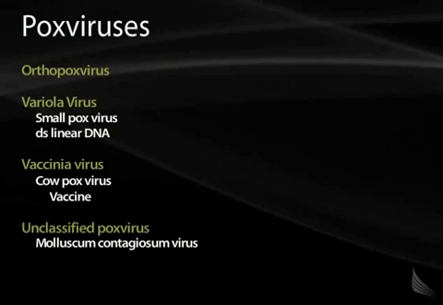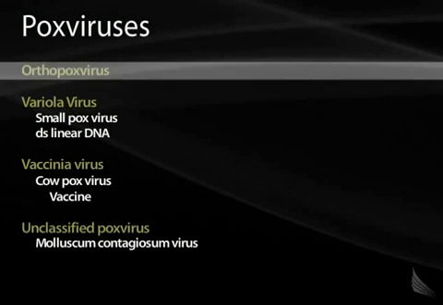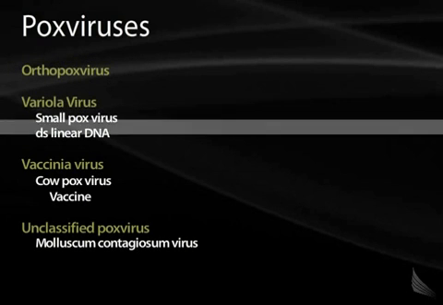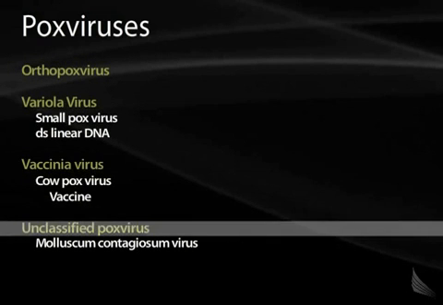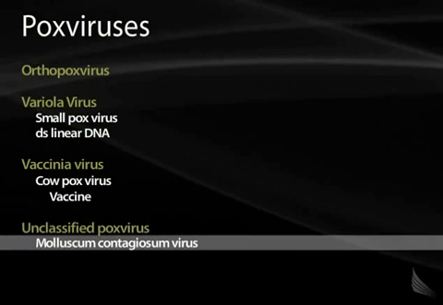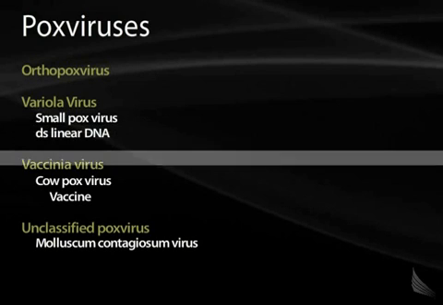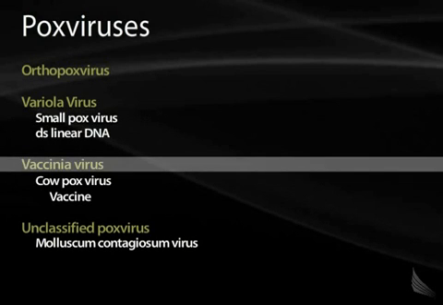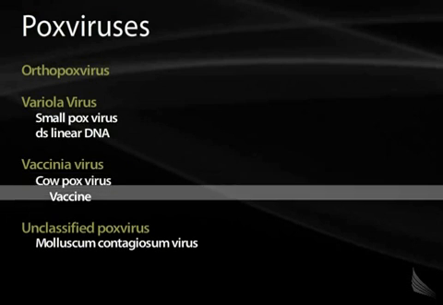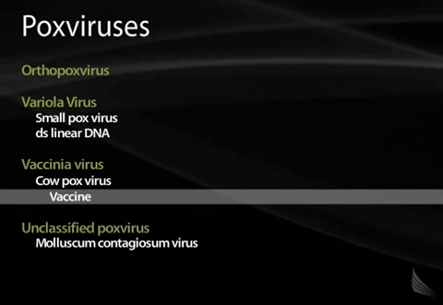Pox viruses are also DNA envelope viruses, and there's a number of these. There's orthopox virus, variola virus, vaccinia virus, and unclassified pox viruses like the molluscum contagiosum virus. Variola is a smallpox virus, and it's double-stranded linear DNA. Vaccinia is of historical interest because it causes cowpox, and that's where Jenner first did the vaccine strain from.